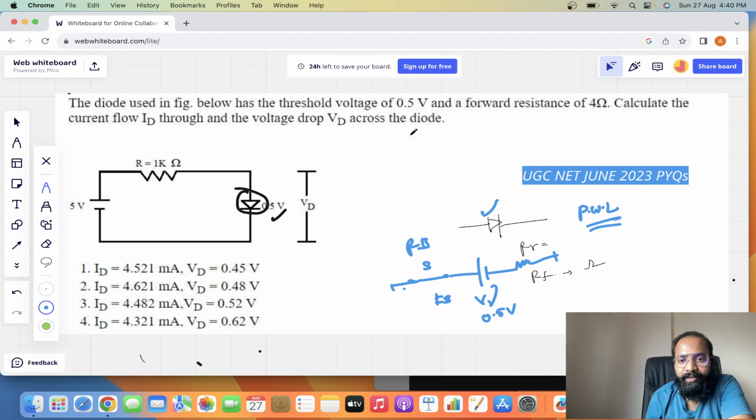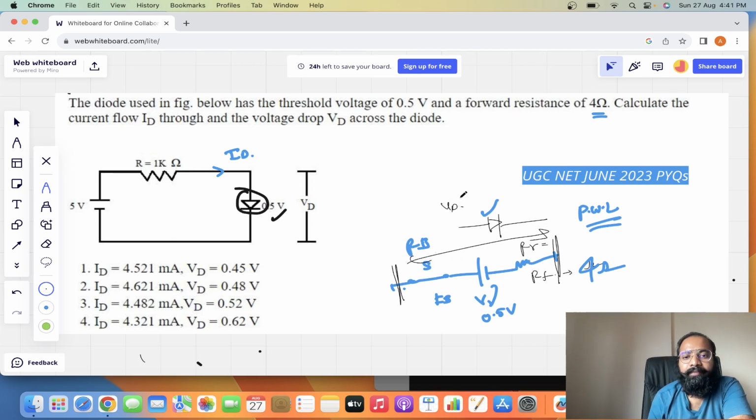Okay. And as per this question, this V gamma is 0.5 volts and the forward resistance, this RF, is equal to 4 ohm. That is what they mentioned in this question. And they're asking to calculate the current flowing through, that means this current ID, and the voltage drop across this diode. So voltage drop across this diode means, from here to here, this complete thing they're mentioning as VD.